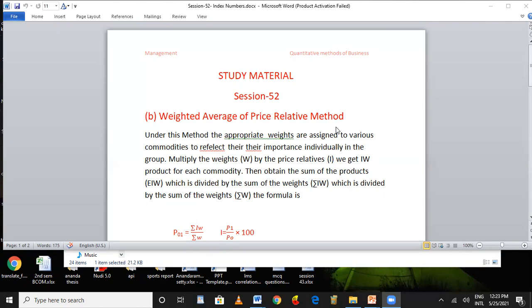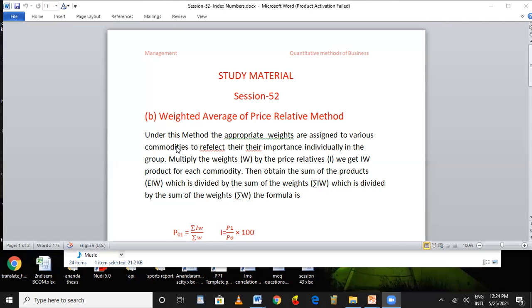But a drawback of the simple methods is that they ignore the weights. For this, in the weighted average of price relatives method, appropriate weights are assigned to various commodities. Different commodities are there, A, B, C, D, E. Quantities have been given. The quantities may vary, the measurements may vary, the units may vary.